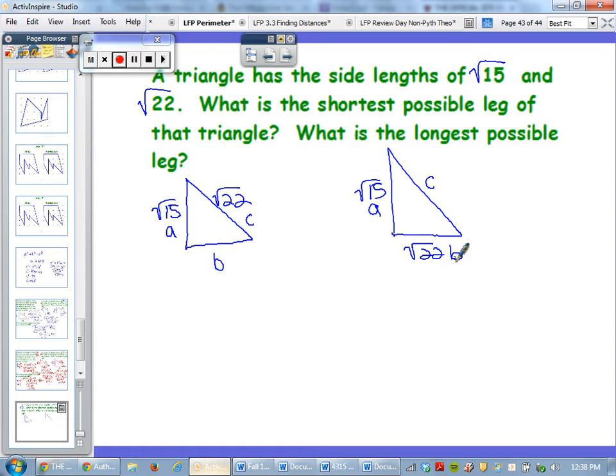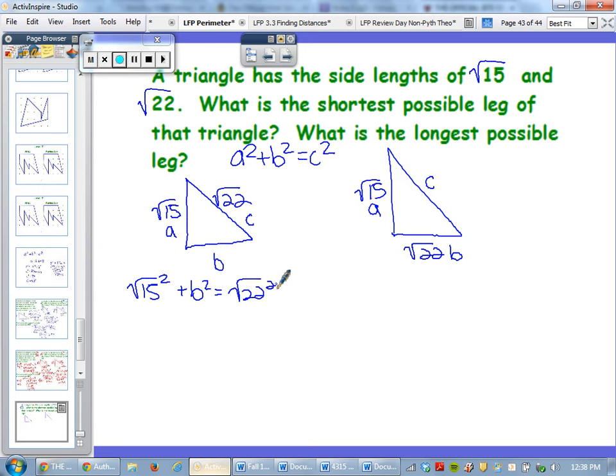This is the same thing, but instead of giving you two separate problems, they gave you two side lengths and told you to draw your own pictures. Okay, so let's plug these in. We know our equation is A squared plus B squared equals C squared, so I'm going to plug my values into that formula. I have the square root of 15 squared plus B squared equals the square root of 22 squared.